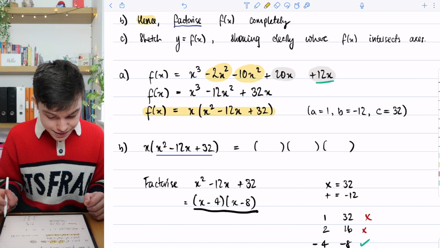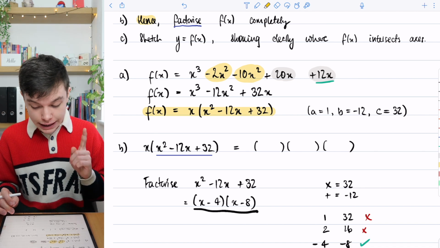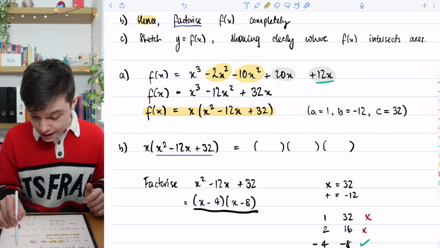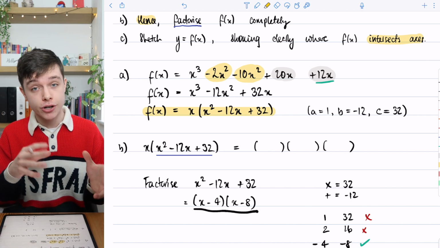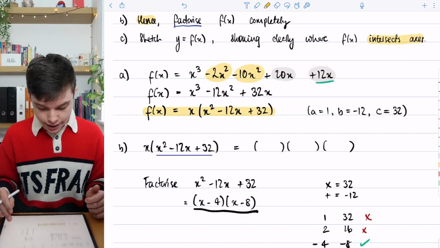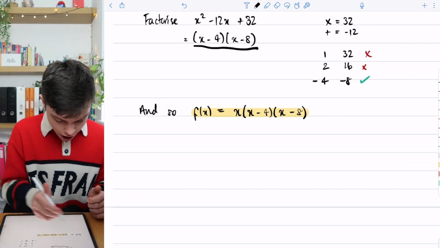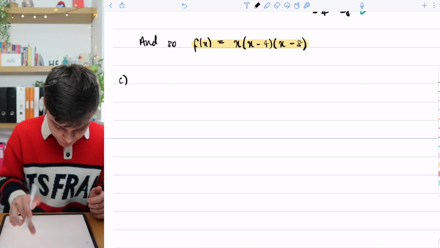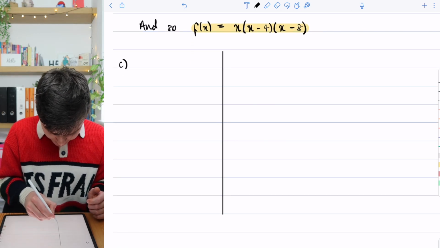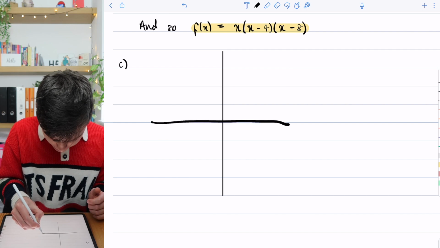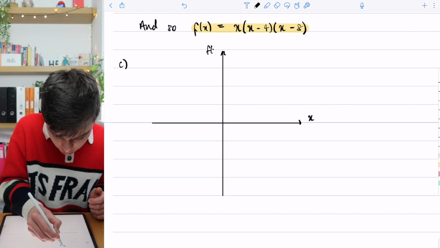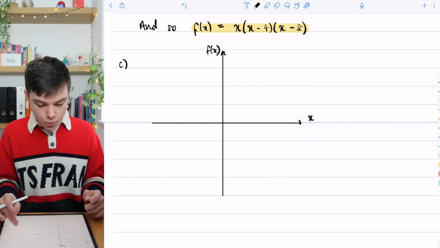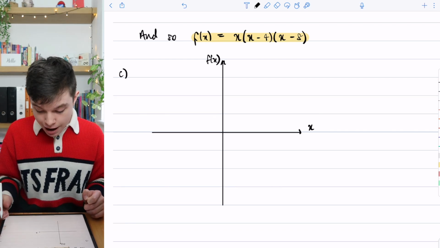Part C then says hence sketch, showing clearly where f of x intersects axes. So we want the x-axis intercepts, otherwise known as the roots, and we want the y-axis intercept. So let's sketch that here. I'm going to need my graph, and we'll sketch it like that. There is x, and there is, well, here we'll call it f of x, because we've not got y, we've got f of x. So we need to think about the roots.